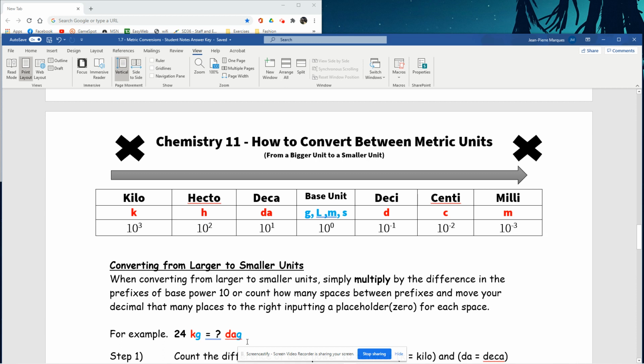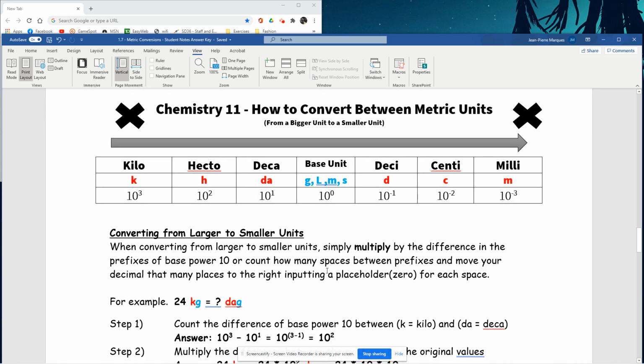Going from $1 to 100 pennies, going from kilograms to decagrams. What is the equivalent amount? So I'm going from a bigger unit to a smaller unit. Anytime you go from a bigger unit to a smaller unit, you are going to multiply, that's why I put these up here. You're going to multiply by the number of differences between those units. So let me show you what I mean.